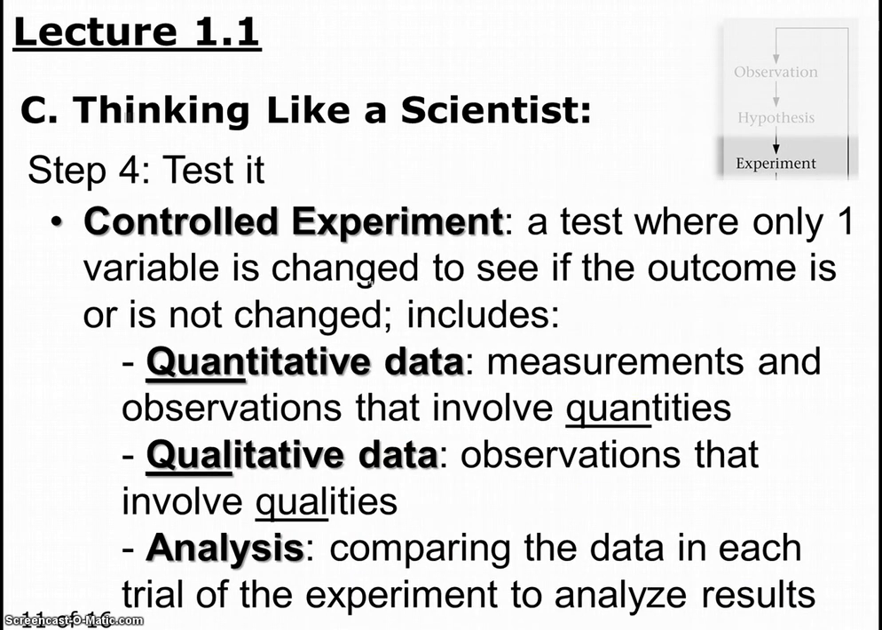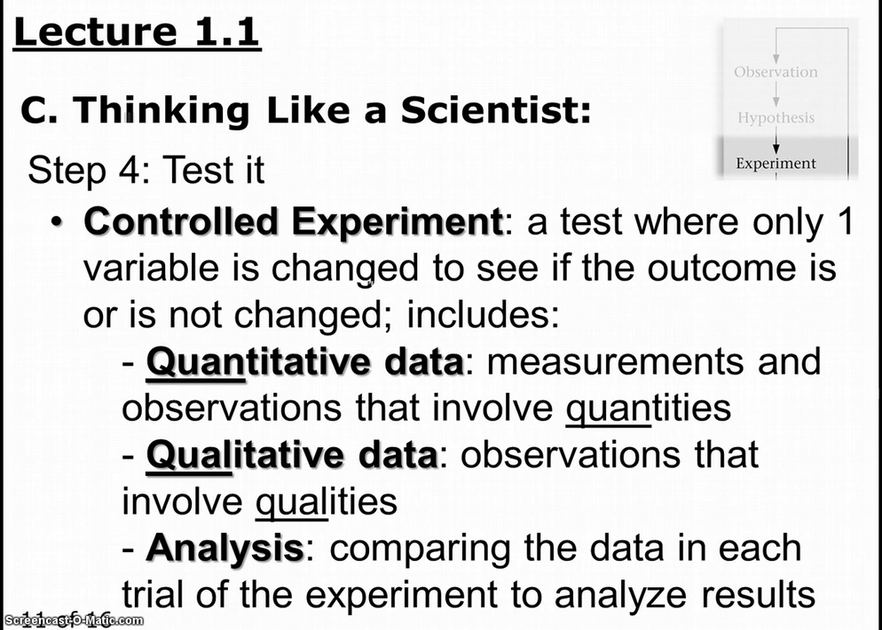Step 4 is to test your hypothesis. In a controlled experiment, as we mentioned, there is a test where there's only one variable, one manipulated variable being changed to see if the outcome changes or not. So as part of your controlled experiment, you're going to have data and an analysis. There are two types of data.